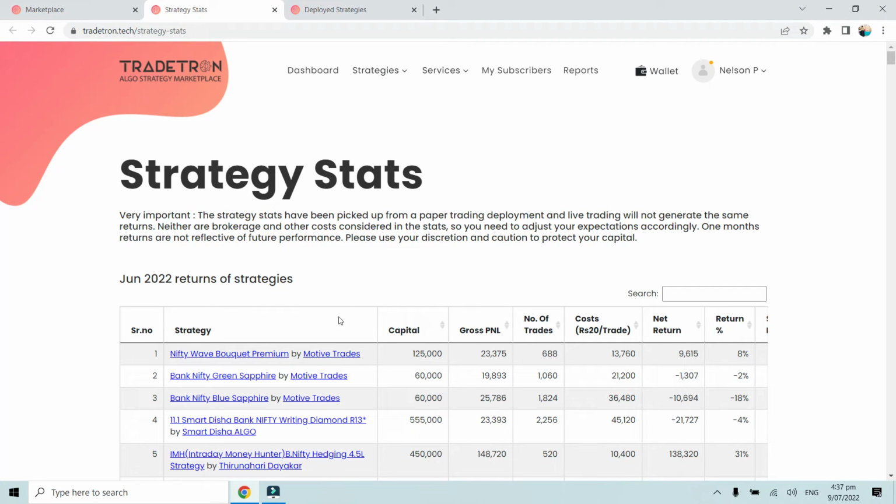That is more important. Just because it's showing a particular return, don't blindly deploy it in your account. Speak to the strategy creator, get an idea of what the strategy does. Also deploy this strategy in your paper trading in Tradetron itself. Get an idea of what it does in paper trading, how it's performing, and if it suits your risk reward, then you can deploy it in your broking account.